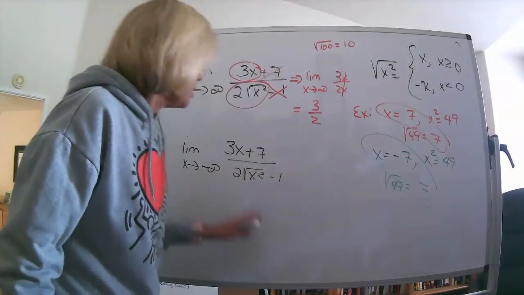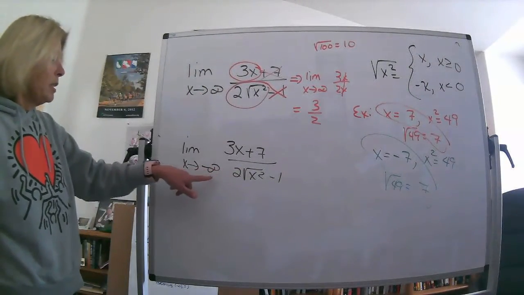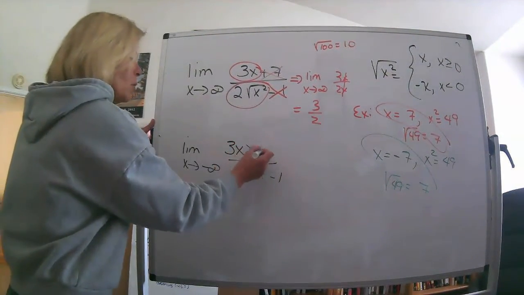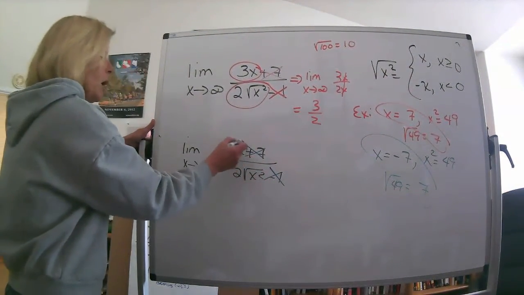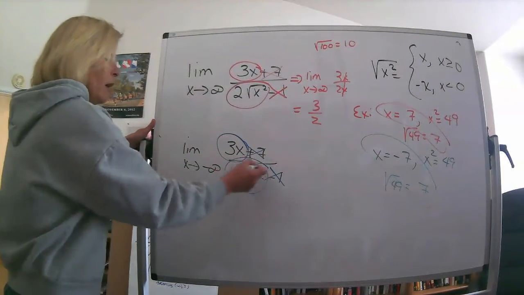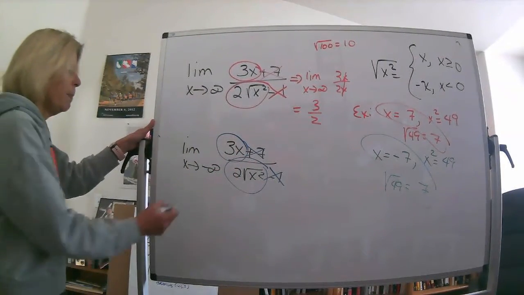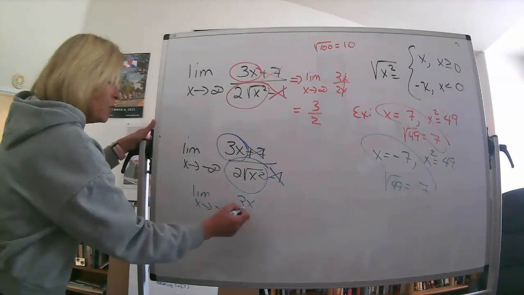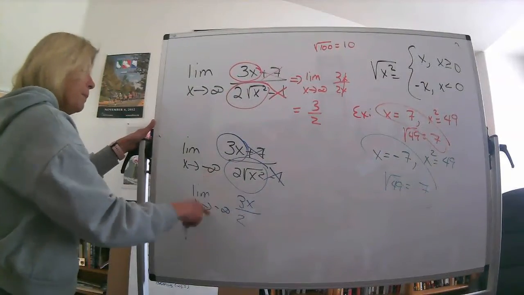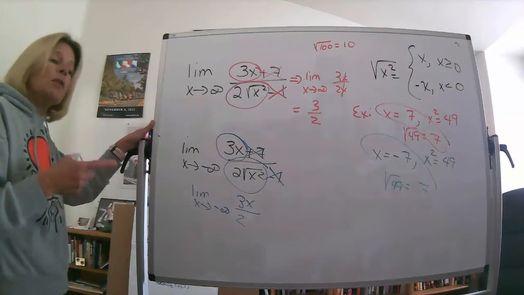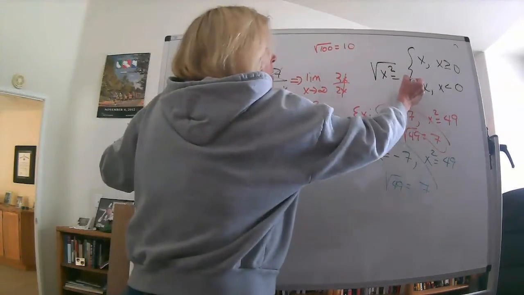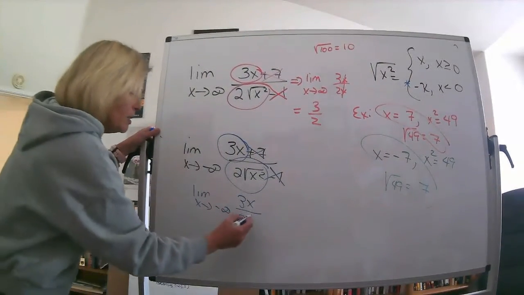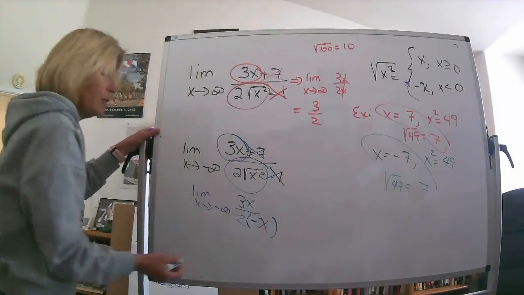The bottom case is slightly different. The only thing that's different is we're approaching negative infinity. So once again, I do not worry about the 7 or the -1. I'm looking at the 3x and the 2 square root of x squared. So I'm going to rewrite the limit as x approaches negative infinity of 3x over 2 square root of x squared. Because I'm approaching negative infinity, I'm using negative numbers. So I'm going to come to this definition of the square root of x squared. This is going to be 2 times -x.